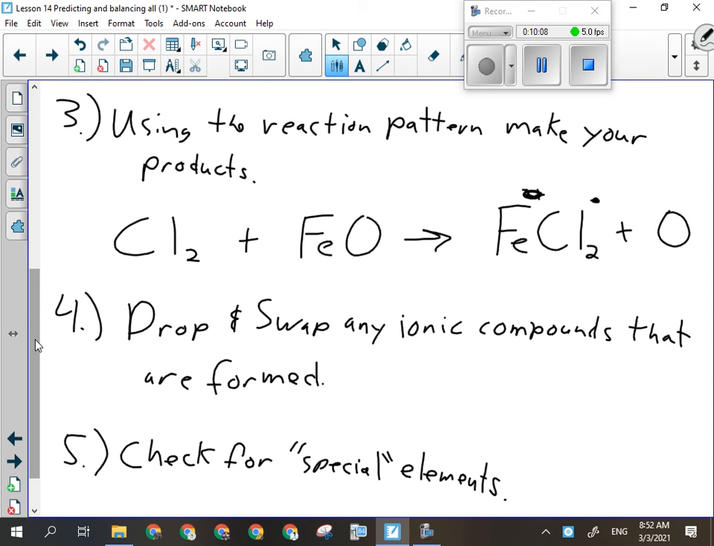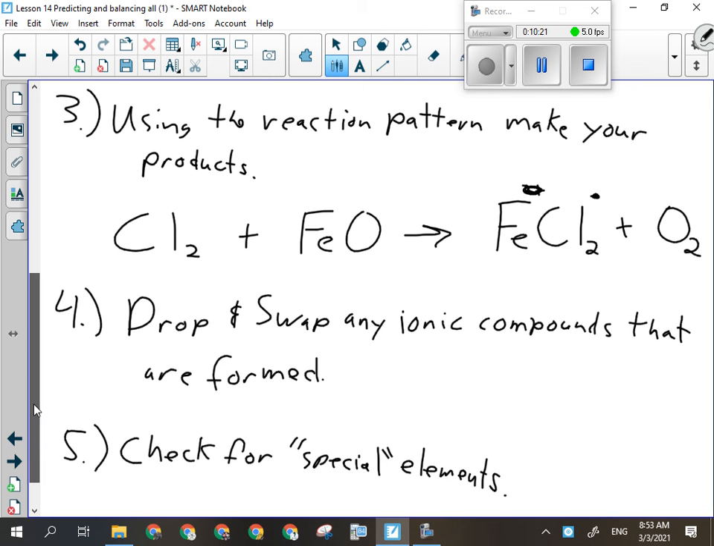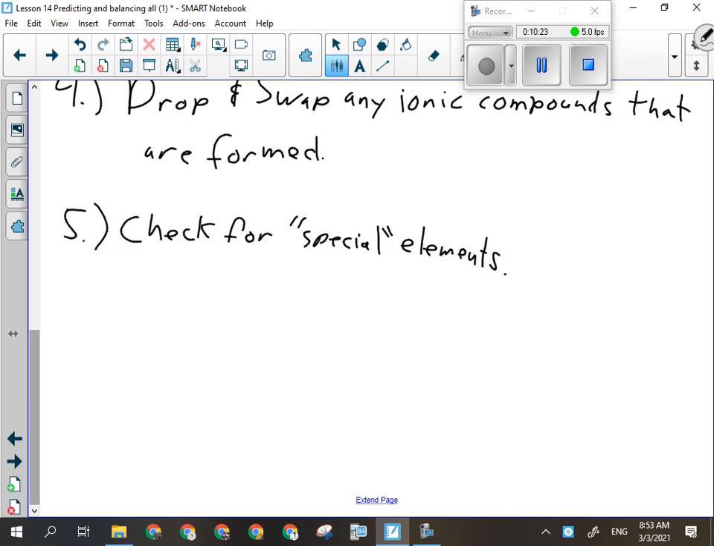So this is the step that people forget, and it's the one we have to make sure we don't forget. So I'm checking for special elements. I put a 2 beside oxygen because it's one of our molecular elements. Okay, 6th and final step.